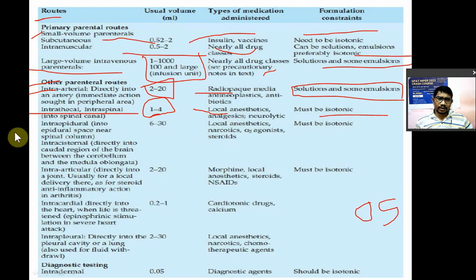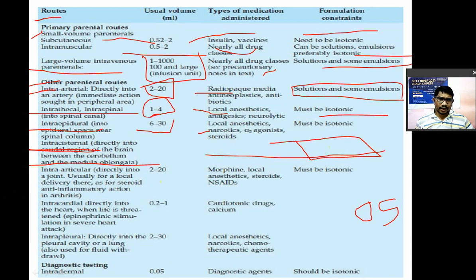Then intraperitoneal is also a kind of intrathecal only, but it is injected in the dura mater, 6 to 30 ml again. Same kind of drug. Intracisternal injection. Intracisternal means directly injected into the brain between the cerebellum and medulla oblongata. तो आपको ये क्वेश्चन आ सकता है. What is intracisternal? Intracisternal means directly into the brain. तो सब में उसमें डिपेंड करता है इंजेक्शन का कौन सा होगा, और ये सब isotonic होगा. It should be sterile, free from pyrogen वगैरह सब.